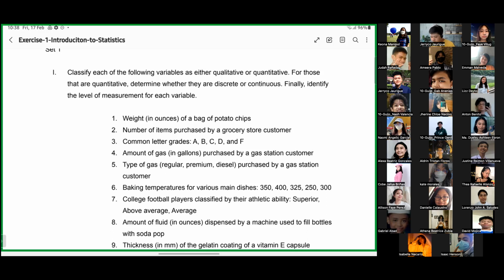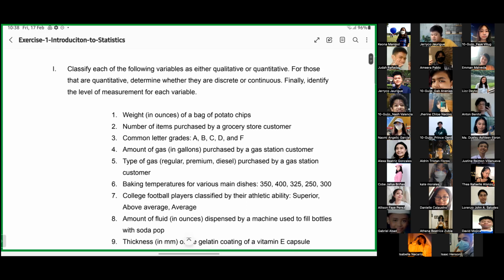None? All right. So, classify each of the following variables as either qualitative or quantitative. Kapag quantitative, determine if it's discrete and continuous. And then finally, tell me the level of measurement. So, sana tandaan niyo pa yung level of measurement. Ano yung 4 na levels of measurement? Kahit saan, just grab a paper.